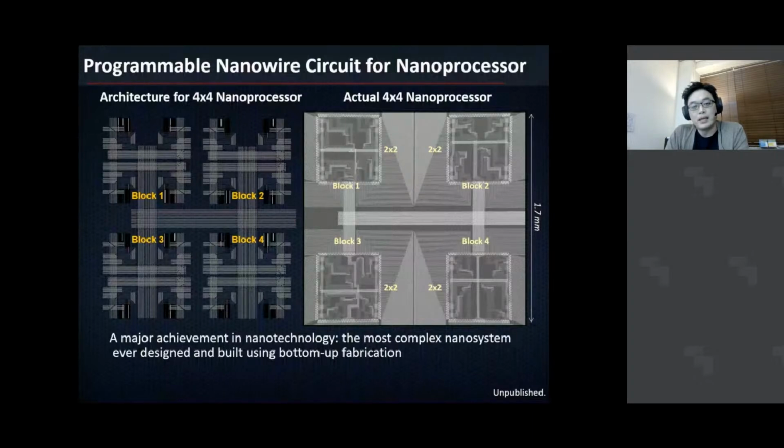In fact, there's a 15-step photo and e-beam lithography process, accompanied by a 15-step deposition or dry etching process, to complete the whole chip. That's why we call it a nanowire circuit and a nanoprocessor, because it's for some sort of logic computational purpose. That's something I did in my academic training.